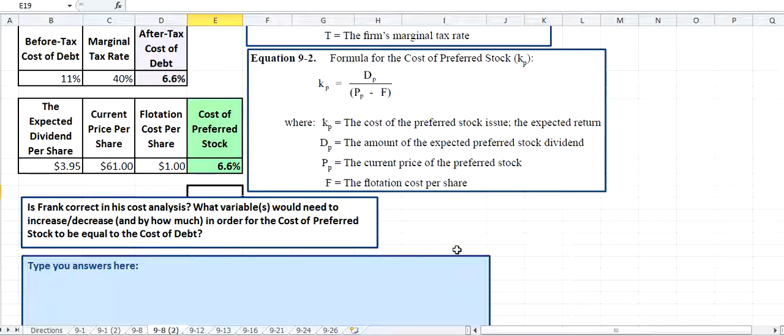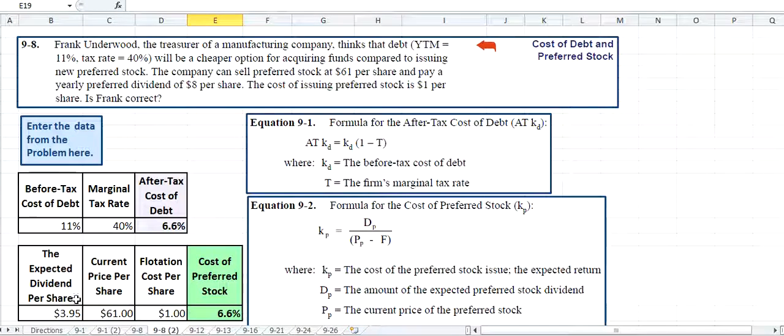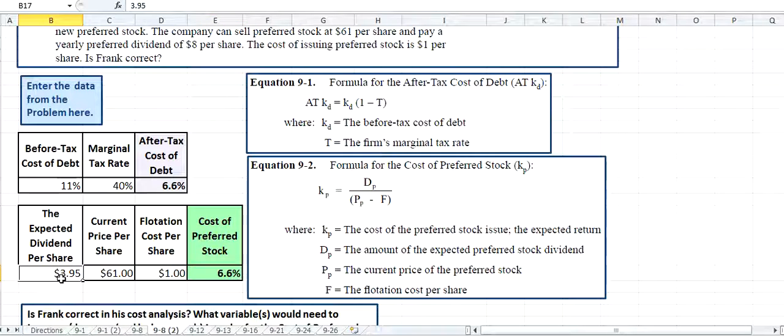Now, if you guys were paying close attention and wanted to stop your video, you would have seen what else you could have changed in terms of the current price per share. If you went back and put your expected dividend back to its original, which was 8, you can also play around with your price per share. Now, if you think about this, in order to bring the cost of preferred stock down, and we look at the formula right here, I mean, you can also just look at the formula.